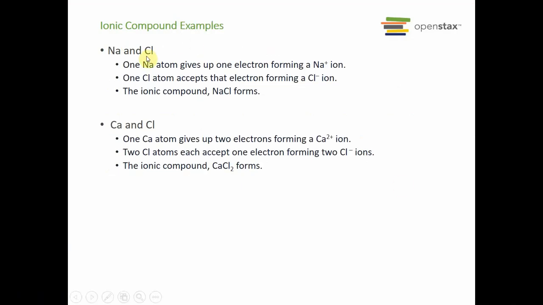Examples: sodium and chlorine. When one sodium atom gives up one electron forming a sodium plus ion, one chlorine atom accepts that electron forming a chlorine minus ion, the ionic compound sodium chloride forms. Calcium and chlorine. One calcium atom gives up two electrons forming a calcium 2 plus ion, two chlorine atoms each accept one electron forming two chlorine minus ions. The ionic compound calcium chloride forms.